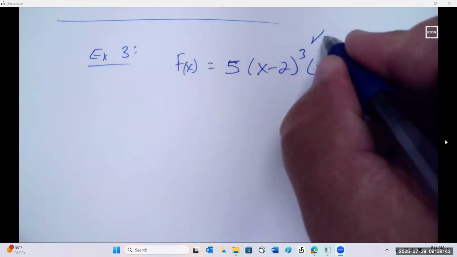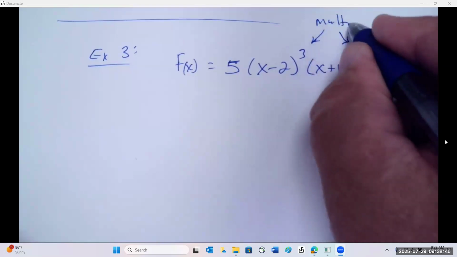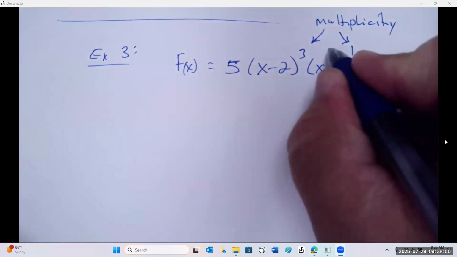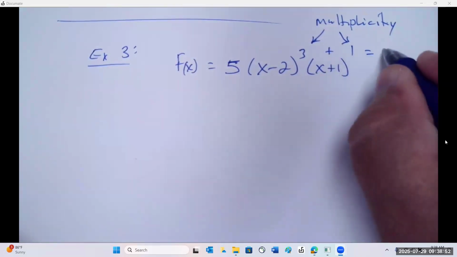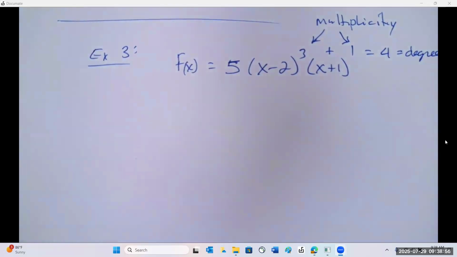These are called multiplicities. The sum of your multiplicities equals the degree. The multiplicity is how many times that factored equation repeats itself.